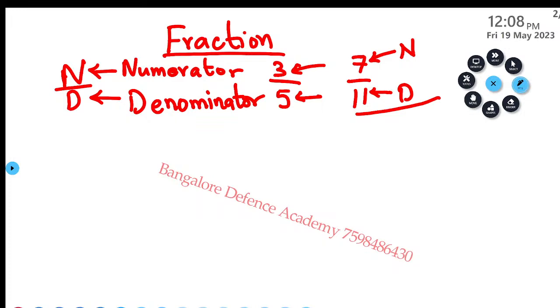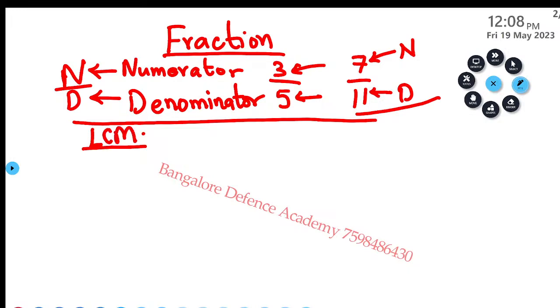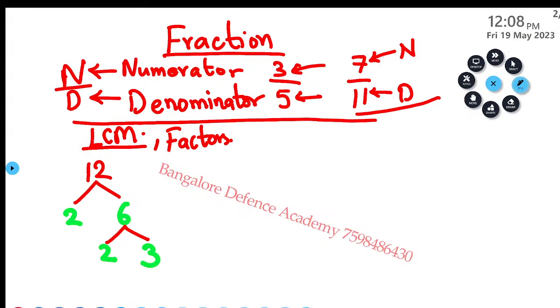Now before adding or subtracting fractions, you should be thorough with the topic of LCM. Now what does this LCM mean? You have to find the factors of it. For example, if I write the number 12 here, this 12 can be written as 2 into 6, correct? Now this 6 can be written as 2 into 3. So the numbers here, that is 2, 2, 3, these are the factors of number 12.